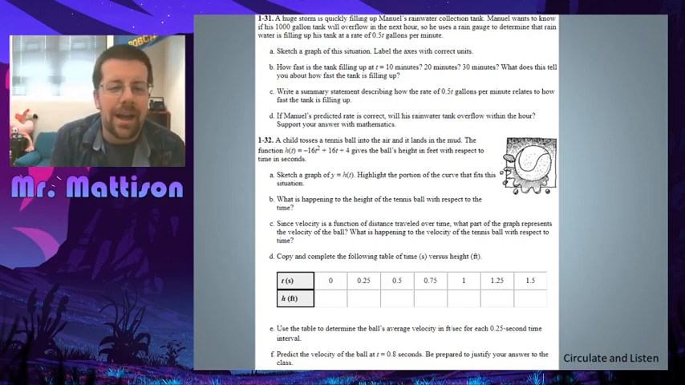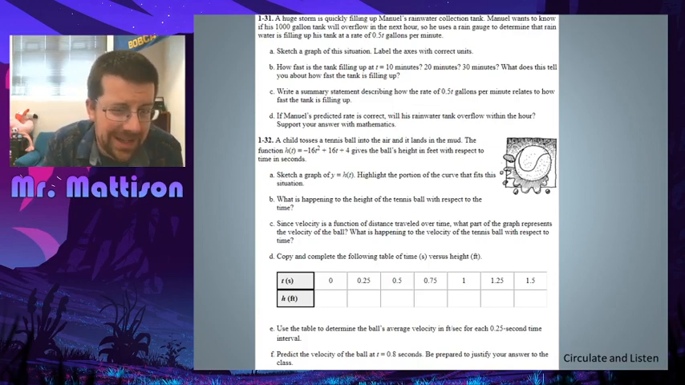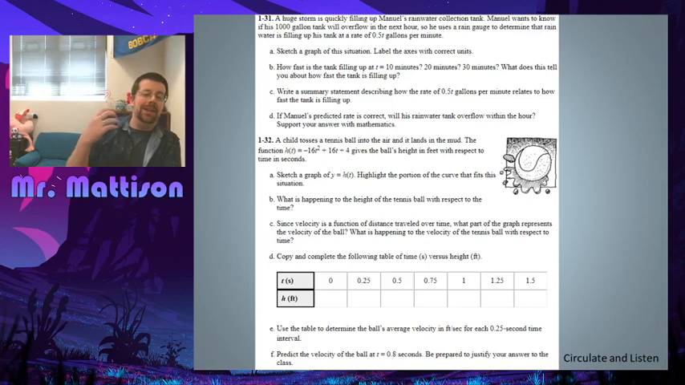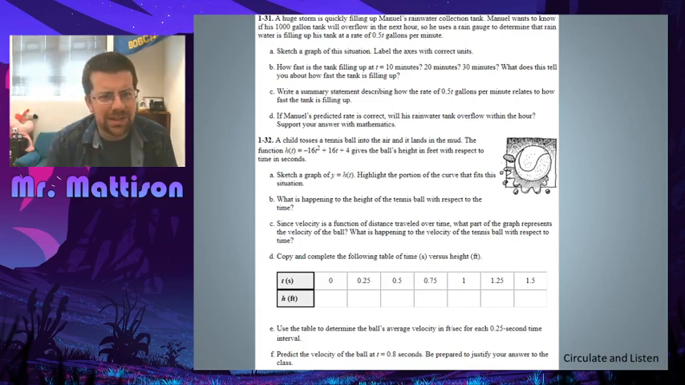So, how fast is the tank filling up at 10 minutes? Well, I can find that by doing 10 times 0.5, so I'm going to have 5 gallons per minute at 10 minutes. At 20 minutes, I plug in 20 times 0.5, which is 10. So at 20 minutes, I am getting 10 gallons per minute, right? And then at 30 minutes, I'm getting 15 gallons per minute, right? So what does that tell you about how fast the tank is filling up? It's filling up faster and faster as time goes on, right?